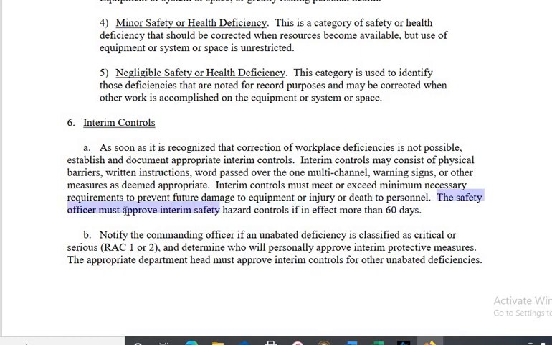The safety officer must approve interim safety hazard controls if in effect for more than 60 days. So if you just have a hallway roped off for a day or two, probably don't need to get approval from the safety officer. But if it's like, hey man, for the next 3 months, no one can enter this berthing, that's probably important for the safety officer to know.